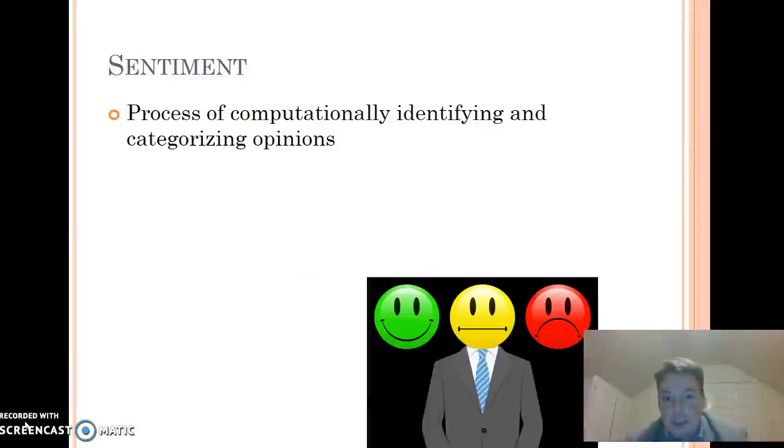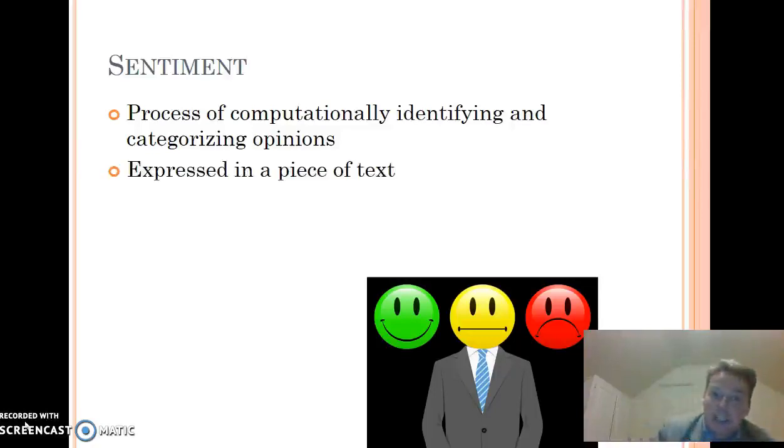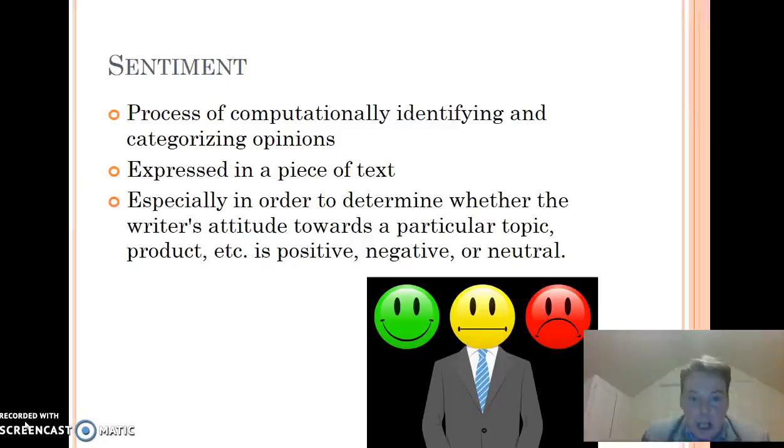And what we're really interested in is the process by which we can computationally identify and categorize opinions. So, we have a piece of text, which in the last section would have been qualitative, but we can actually use quantitative methods to make inferences about people's sentiment. So what we're really interested in is people's attitude towards a topic or a product. We can determine whether it's positive, negative, or neutral.